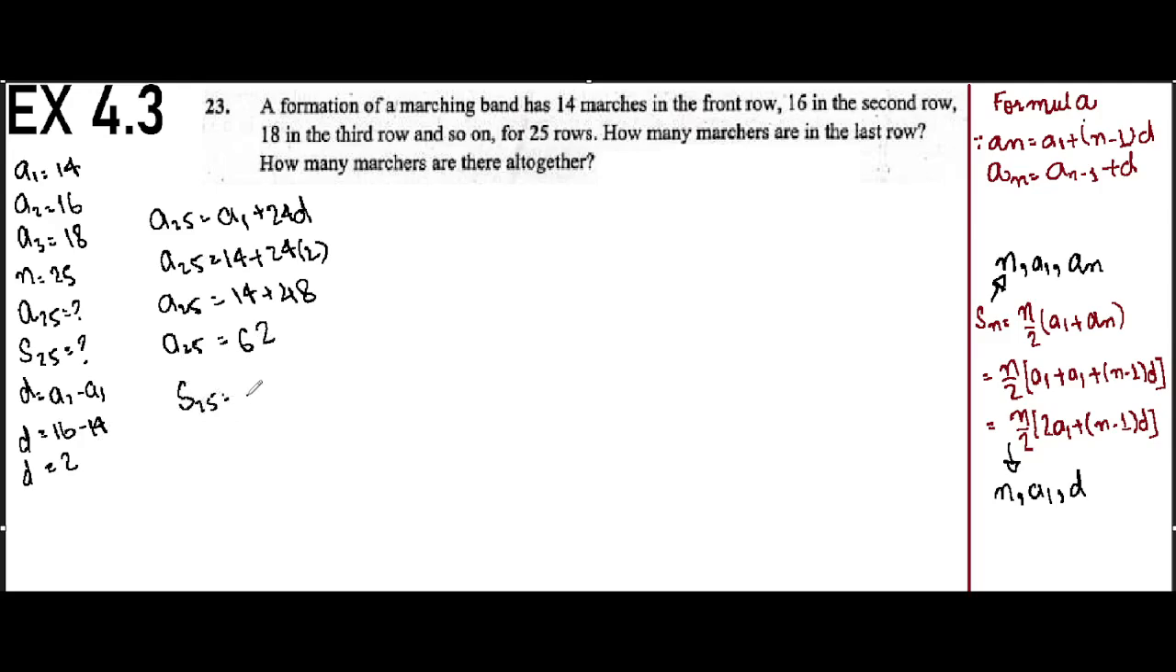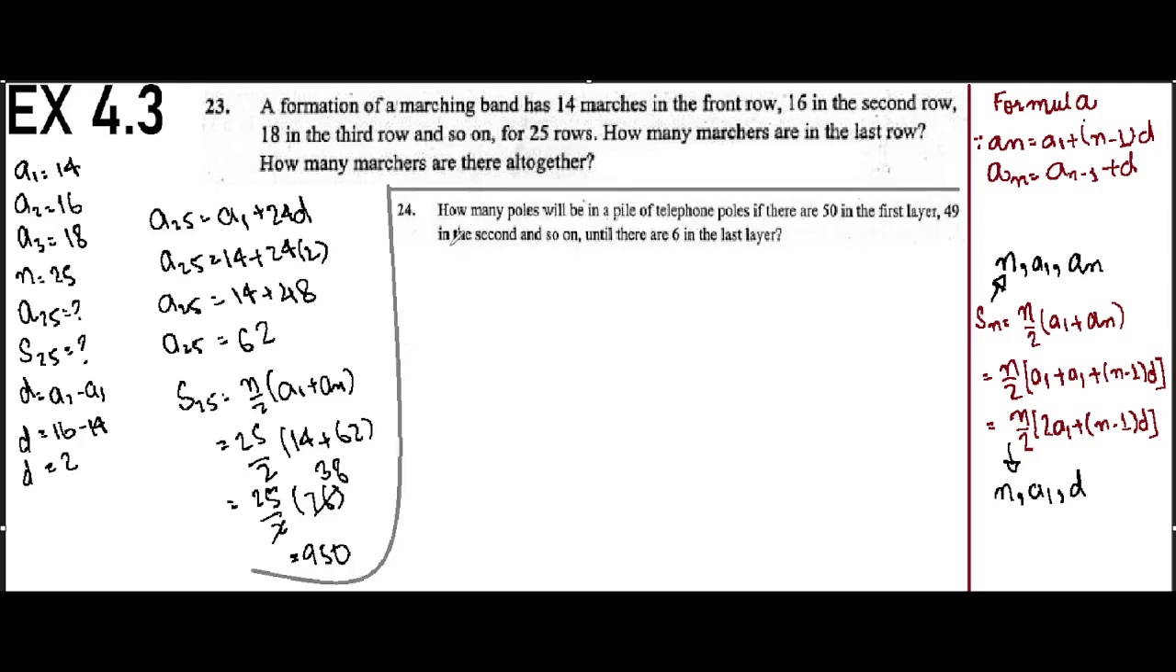Now we need to find Sn. S25 is equal to n by 2 into A1 plus An. n is 25, so 25 by 2 into A1 is 14 plus A25 is 62. It is equal to 25 by 2 into 14 plus 62, which gives us 76. Now cancel it. 2 times 38 is 76, so 25 into 38, and it is equal to 950. So this is the value of the sum. We have found the sum, we have found the last term, and this was all about question number 23.